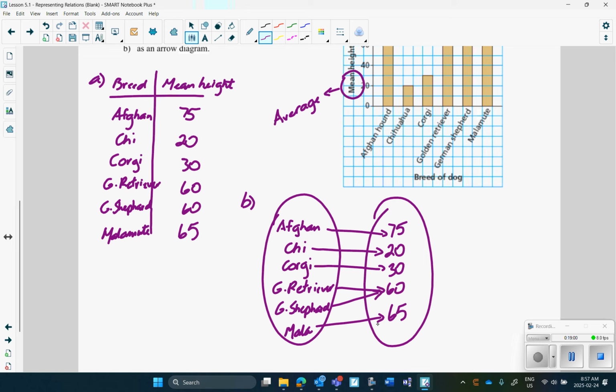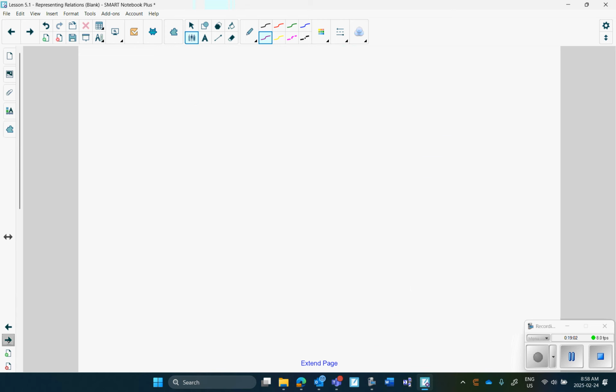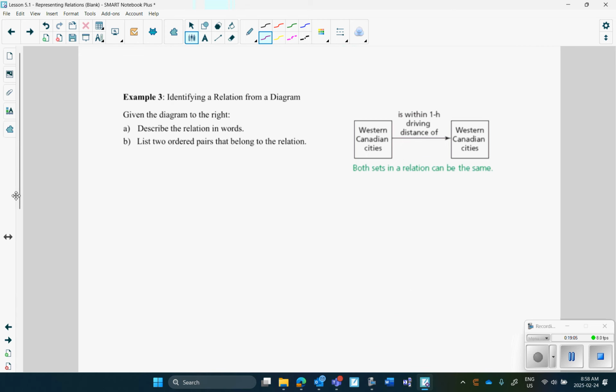And then finally, it kind of looks like an arrow diagram, but we haven't written all the Western Canadian cities because there's just too many to write. And notice it's Western Canadian cities in both sets of information. But the rule is within one hour driving distance of another Canadian city. Okay? So describe the relation in words.